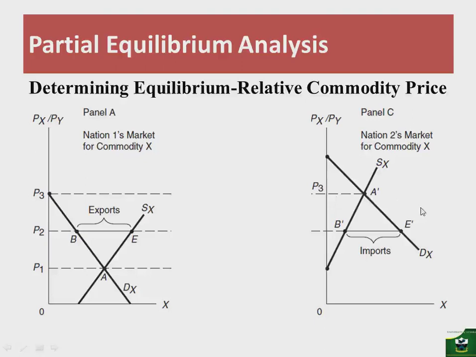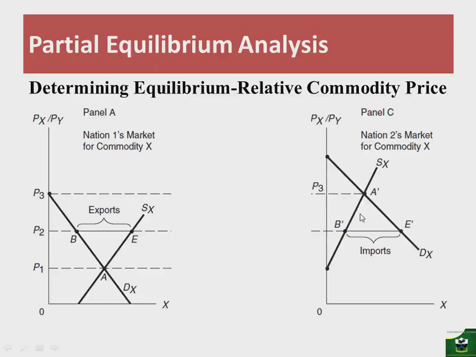And recall that nation 2 has a comparative disadvantage in the production of commodity X. Therefore, nation 2 will specialize in producing commodity Y, and after exchange, nation 2 will import X from nation 1. Therefore, we see that for any price that is below P3, which is the equilibrium price, there will be a shortage on the market for commodity X in nation 2.